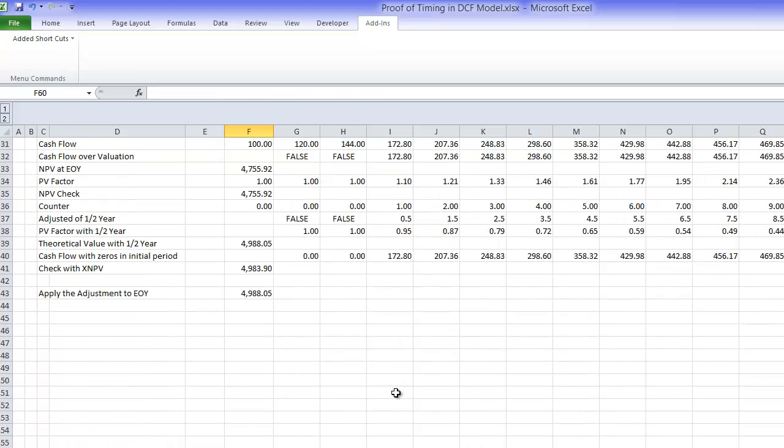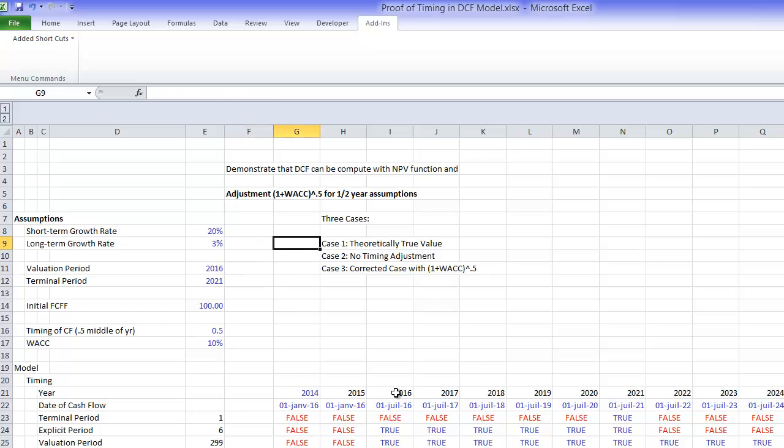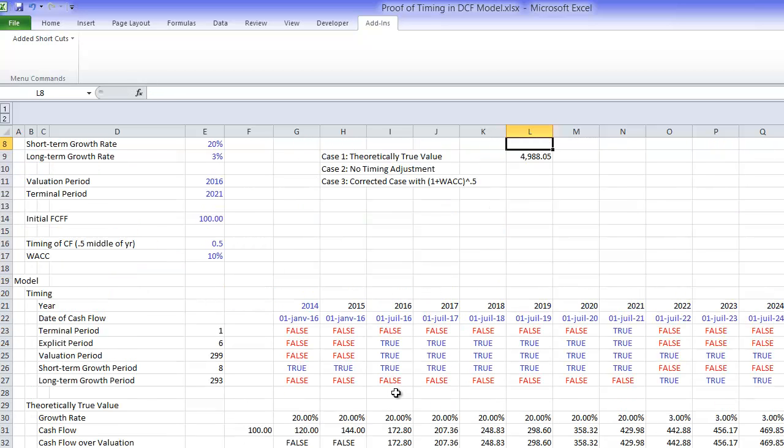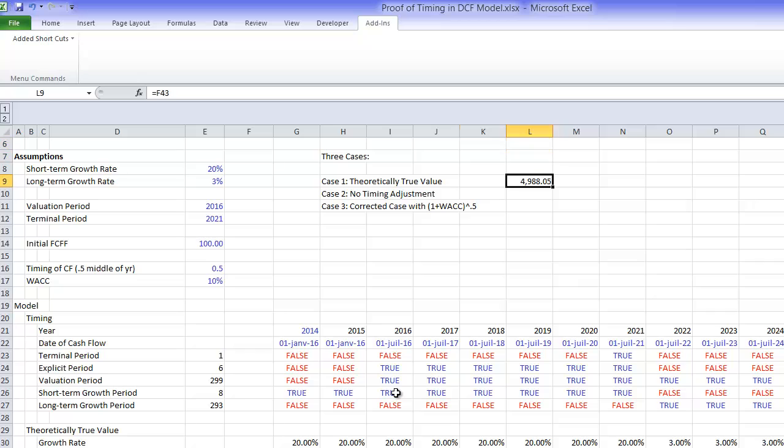Oops, I just didn't show you this. This was 1 plus the WACC raised to the E16, the 0.5 power. Okay, I don't like range names, so I'm not putting that in. You could make a very good argument that it would be nice to have a range name in that one to see really what you're doing, but I'm not going to do that right now. So that's our theoretically true value.